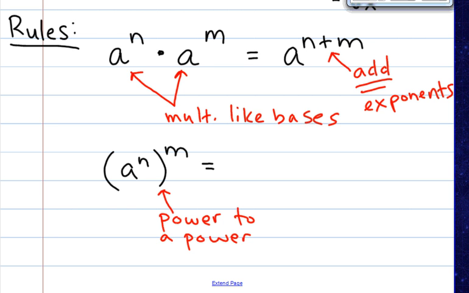The second example, we have a power raised to another power. So we have one base, that's a here, to the nth power, and then raised to another power that's different. So we have a to the n and then to the m, and what's going to happen there is n and m will be multiplied. So a power raised to another power, you multiply the exponents.